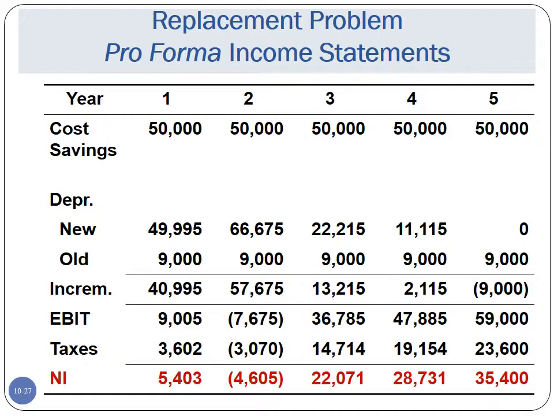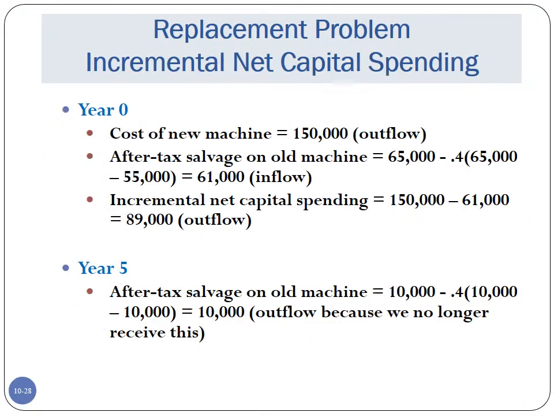Again, there's more detail in your text, but here we can see that in year 2, the cost savings from the new machine generate a negative net income in year 2, but positive in years 3, 4, and 5. So in year 0, the cost of the new machine, 150,000, is an outflow. After-tax salvage on the old machine, the 65,000 minus the tax, is about 61,000, an inflow. So the incremental net capital spending is about 89,000, which is an outflow. In year 5, the after-tax salvage is about 10,000. This is also an outflow because we no longer receive this.